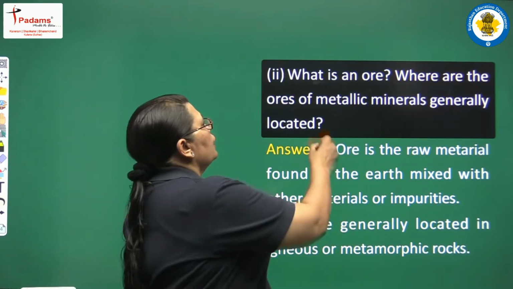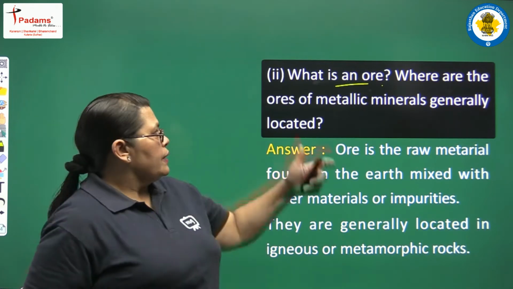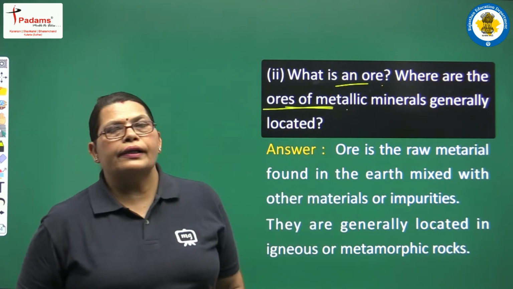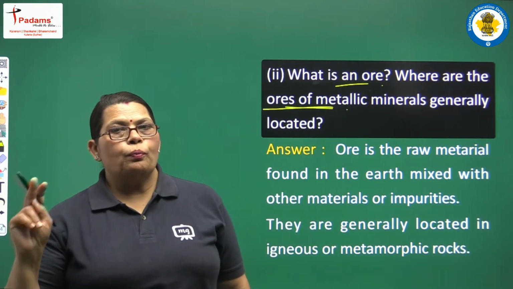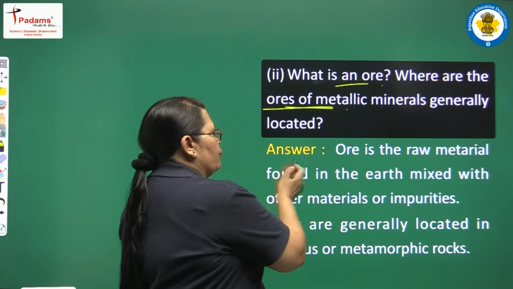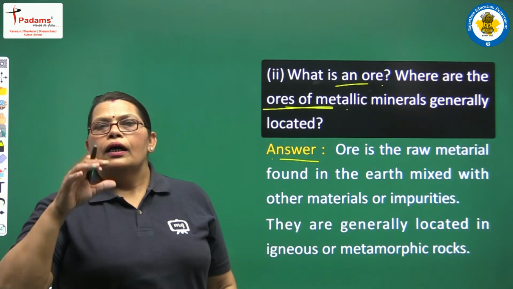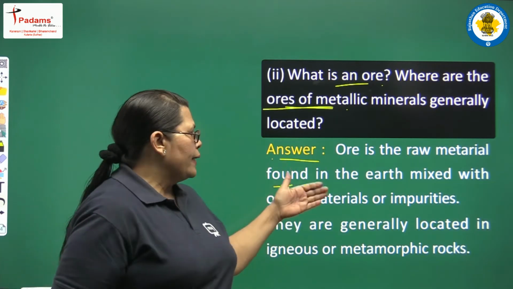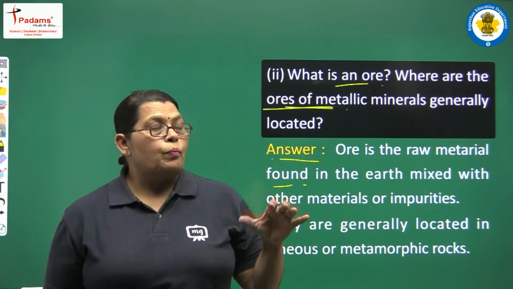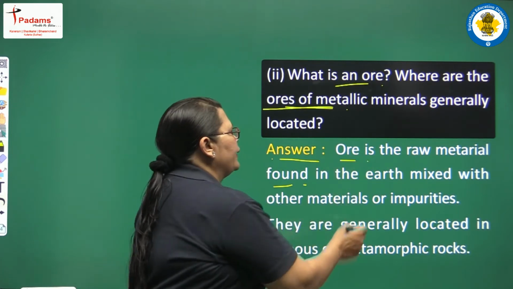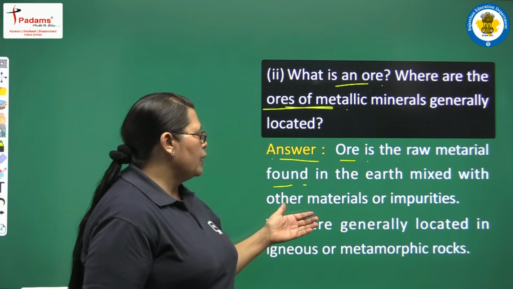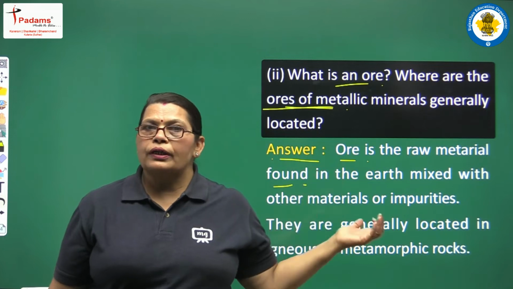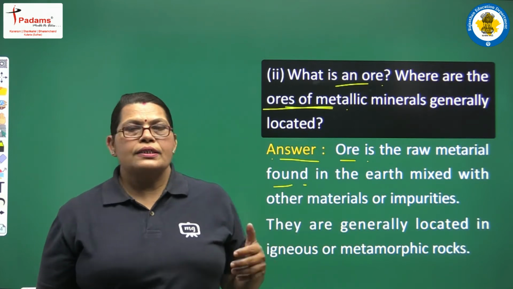Our next question is about the ore. See, what is an ore? Where are the ores of metallic minerals generally located? See, 2 parts are there in this question. We are covering our first part. Firstly, ore is the raw material found in the earth mixed with other materials or impurities. So, who separates the ore from the raw materials or the impurities? It depends on the mining, it depends on the different types of industries, factories, etc.